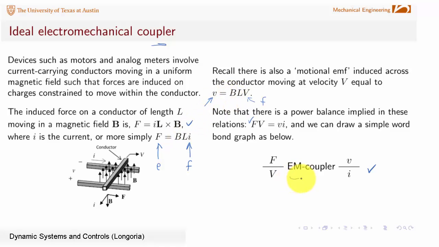So these electromechanical couplers comprise most electrical machines. All electrical machines basically relate either torque, angular velocity, or force, velocity to voltage, current. And so this forms a really nice, simple way to model those kinds of devices, as I'll show you in some examples and then the homework problems. So basic electrical motors, we will have a little EM coupler in here to represent that basic element.